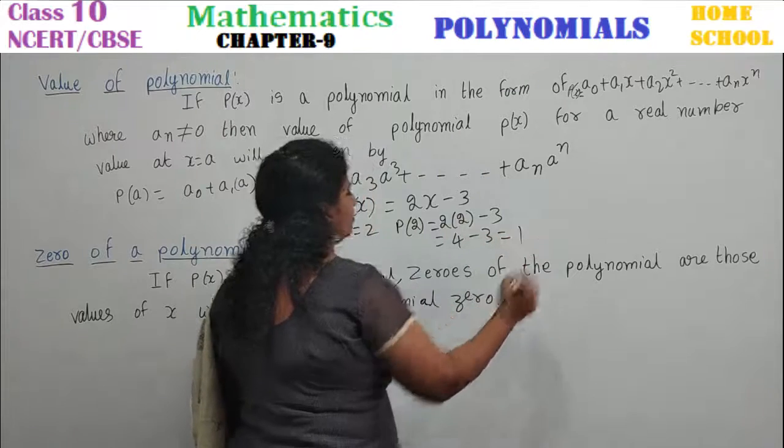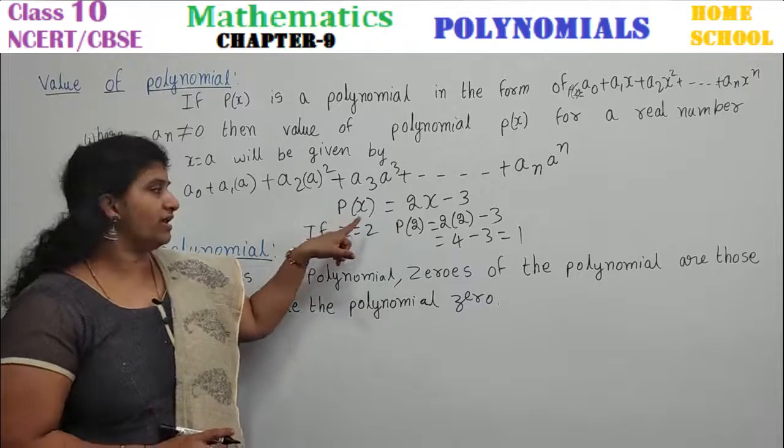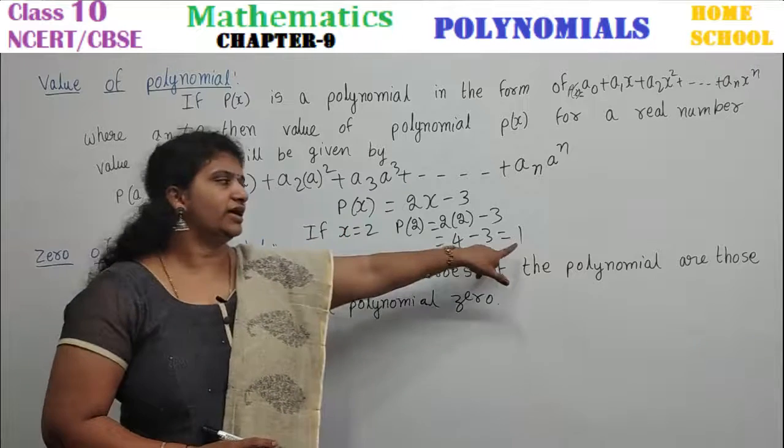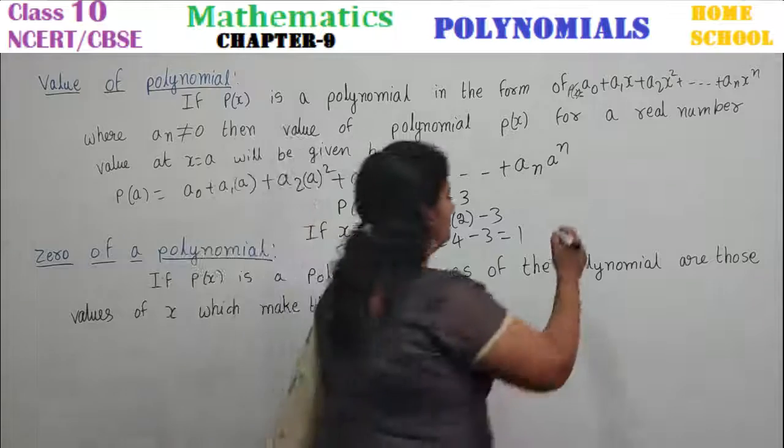4 minus 3 is equal to 1. What is the value of a given polynomial when x is equal to 2? The value is 1. Let us see one more example.